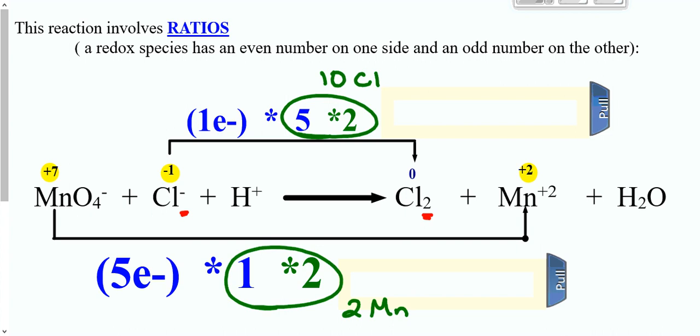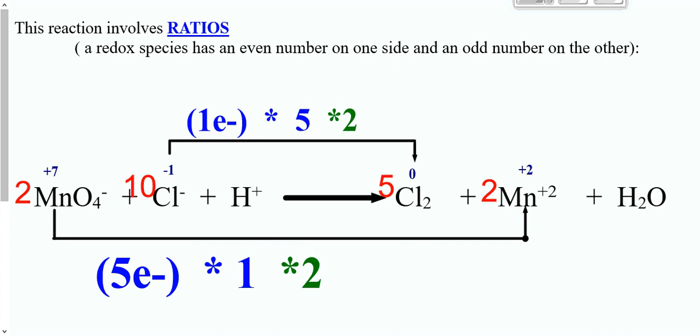We know that if 1 chlorine moves 1 electron, 10 would make 10 electrons. If 1 manganese moves 5 electrons, 2 of them makes 10 electrons. So we're going to go for getting groups of 10 chlorines. I can put a 10 here to get 10 chlorines, and a 5, which is being multiplied by that little subscript, is 10. I'm going to get 2 groups of manganese here and here.